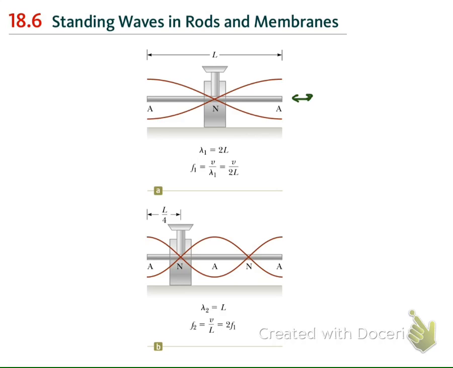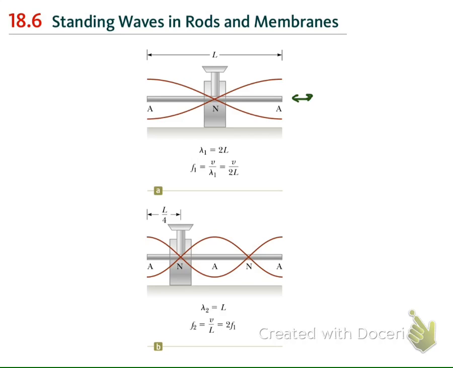So if you clamp the rod at the middle, we will have the antinode at this end, the antinode at this end, and the node at the middle. From this figure, you can see that if the length of the rod is L, then L is half of the wavelength, or lambda is equal to 2L. So the fundamental frequency in this situation is equal to v over 2L. This is equivalent to the standing wave in the air column with two open ends.